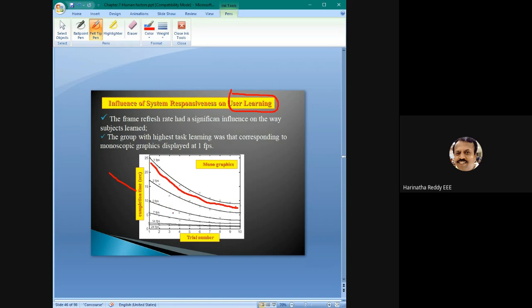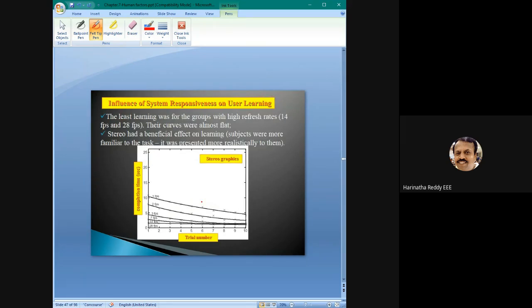Similarly, if you go for higher refresh rates, in that case the task completion time is not changing, it is constant. Even if the number of trials is increased or not, the task completion time will be the same at higher refresh rates. This you need to remember. This is for monographics. Similarly, for stereo graphics also, you'll observe that user learning definitely increases as the number of trials is increased, and obviously the completion time is getting reduced.